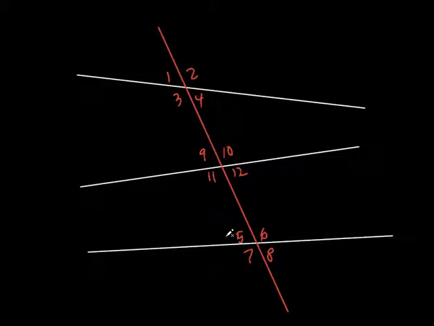What about 5 and 8? What if I ask you what is the relationship between 5 and 8? This is a little bit older. Good. They're vertical angles. 5 and 8 are vertical angles. And what do we know about vertical angles? They are opposite each other, but what about the measure of the angles, Sean? They're the same. They're equal to each other. So 5 and 8 are equal.